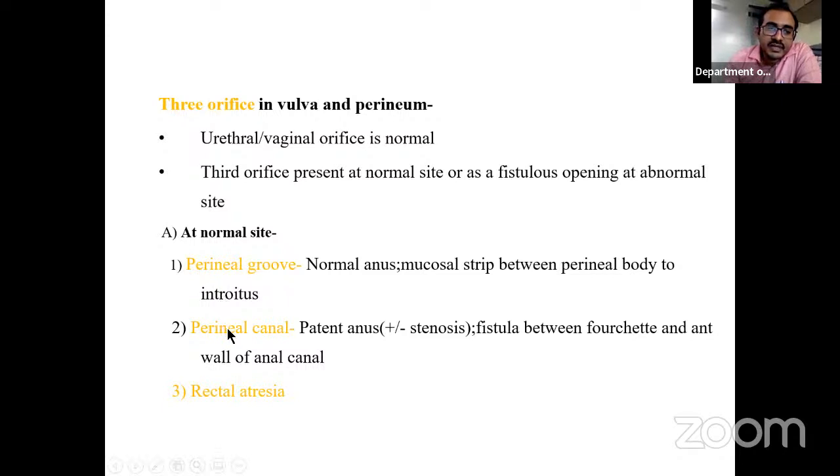Then there is the perineal canal. In perineal canal, the urethra, vagina, and anus are at the normal position, but there is a communicating tract between the patent anus and the vagina, or anterior fourchette. Then rectal atresia. In rectal atresia, there will be a normal external anal opening, but the rectum will be atretic. So the patient will not pass meconium.